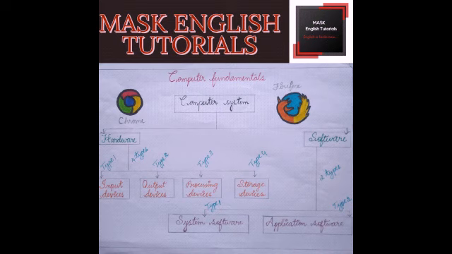What are the types of hardware? There are 4 types of hardware. That includes input devices, output devices, processing devices, and storage devices.